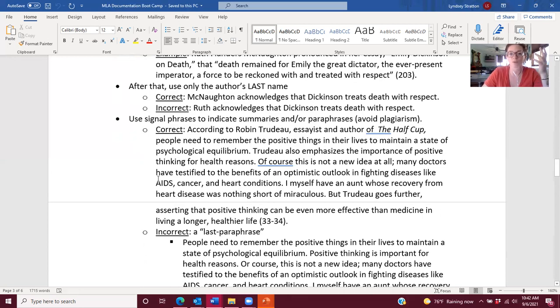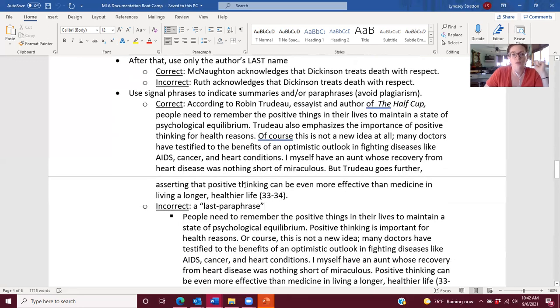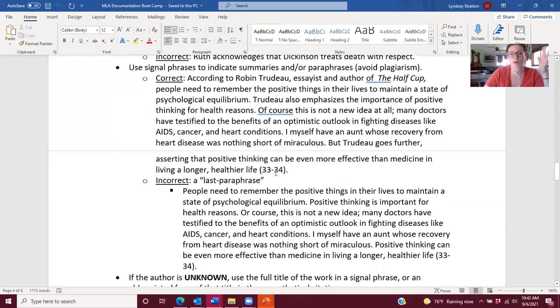Here is an example. According to Robin Trudeau, essayist and author of The Half Cup, people need to remember the positive things in their lives to maintain a state of psychological equilibrium. She also emphasizes the importance of, and so there's my citation, and here's the page number, there it is. So you just need to keep in mind that even when you're paraphrasing, you're still citing. Those signal phrases, according to, or Trudeau also, Trudeau goes further, are your signal phrases to signal to your reader that this is coming from somewhere else.